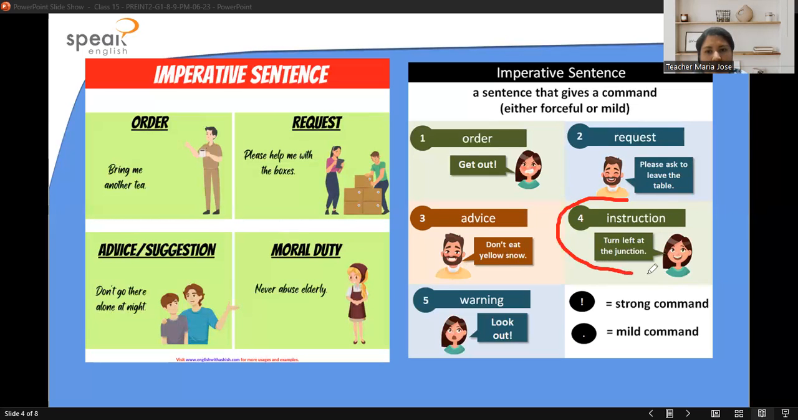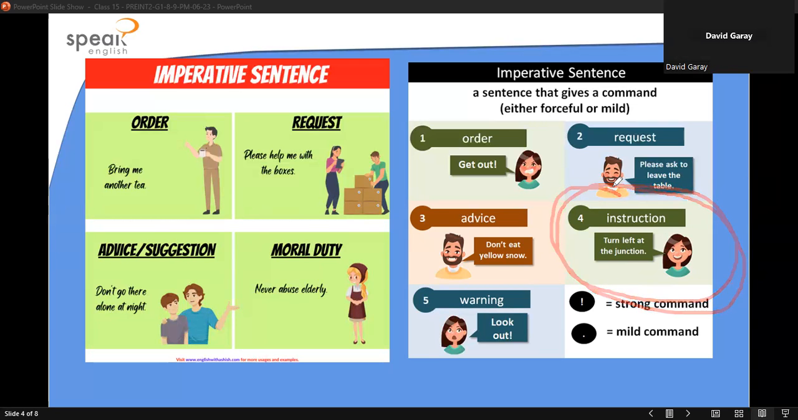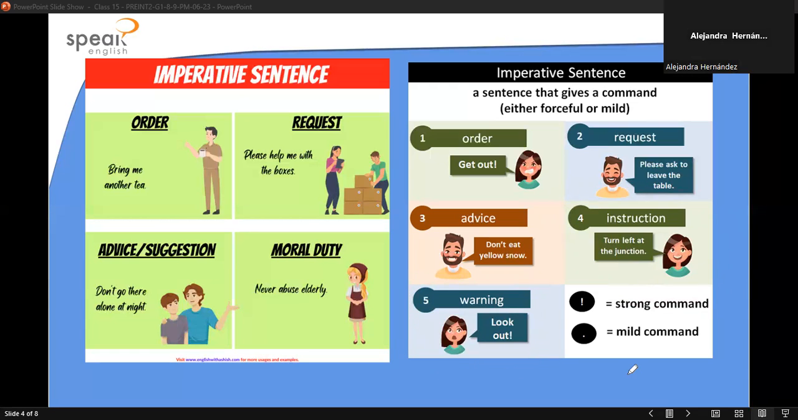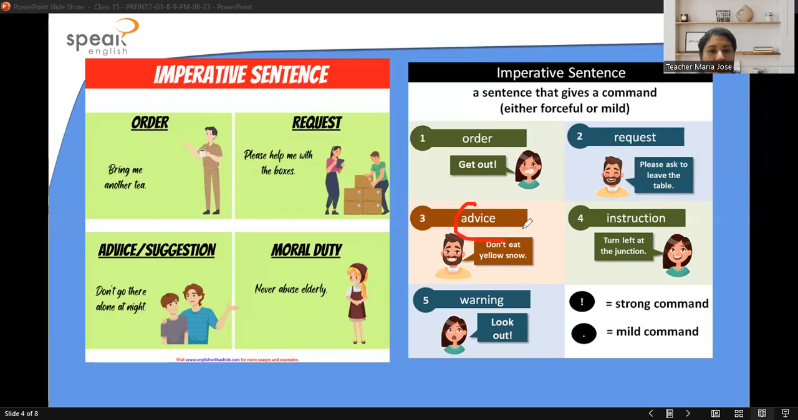Let me see. What about this one, David? Can you help me? Number four. Instruction. Turn left at the junction. Okay, and number five, Alejandra. Warning, look out. Okay, excellent. So as you can see in this information, we are giving orders, okay? We are providing advice or instruction, okay? Or you are requesting something, asking for something, okay? So that is how we use the imperative expressions, okay?